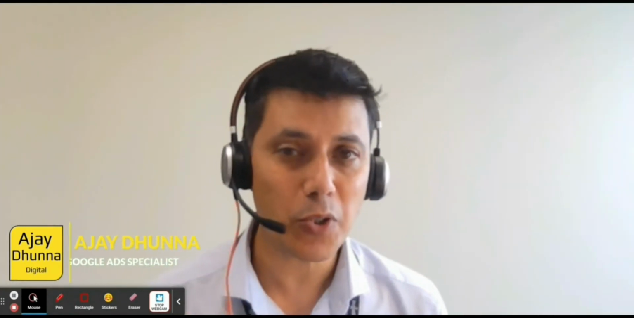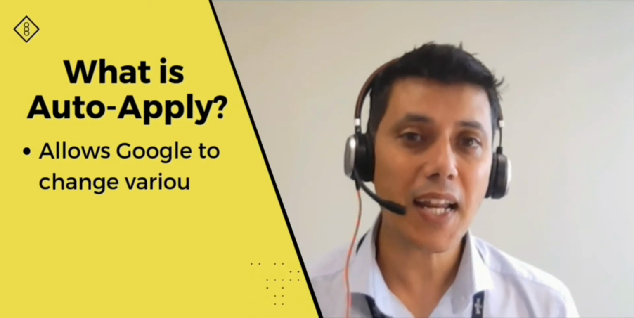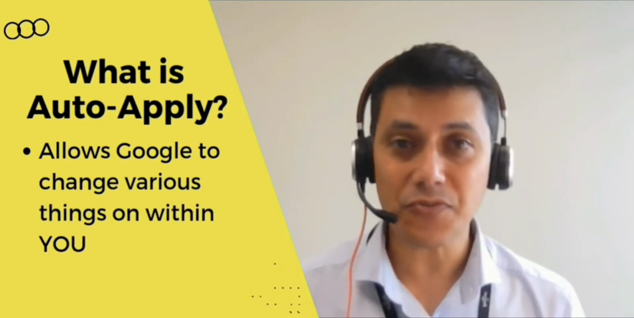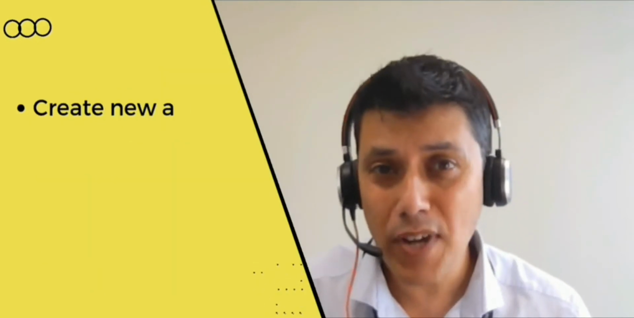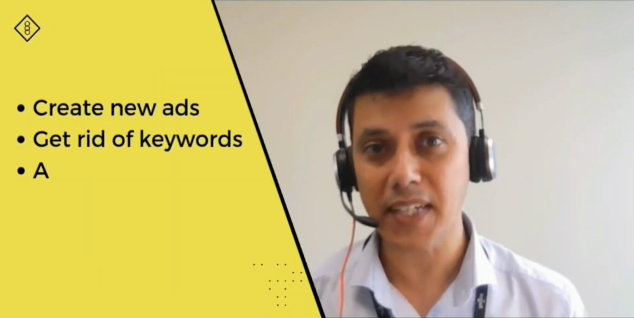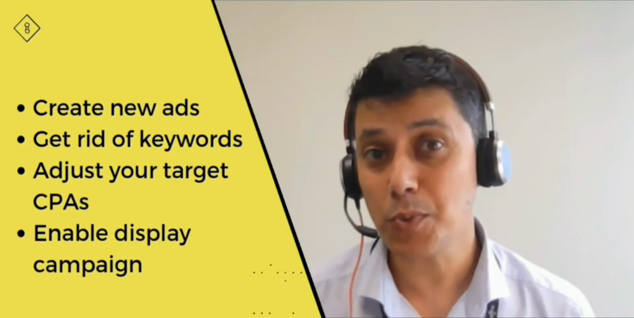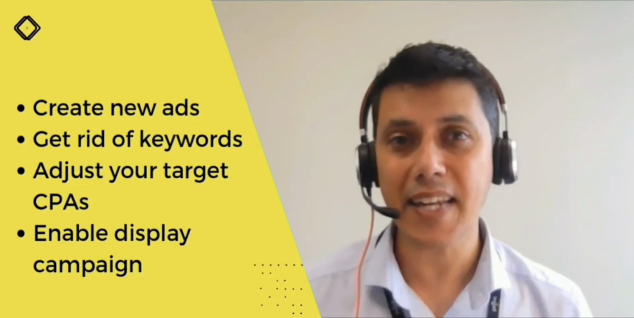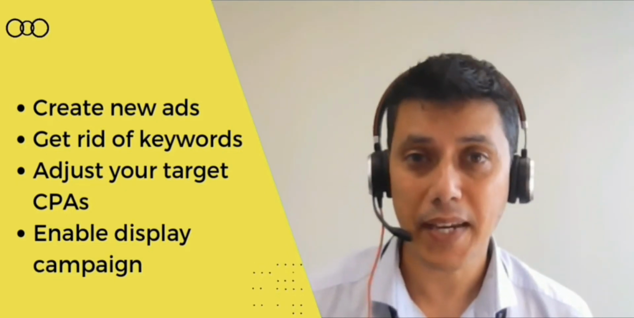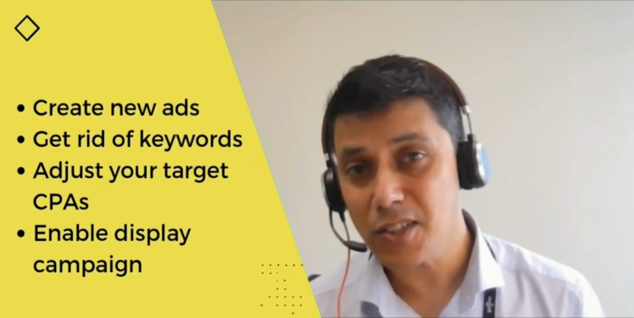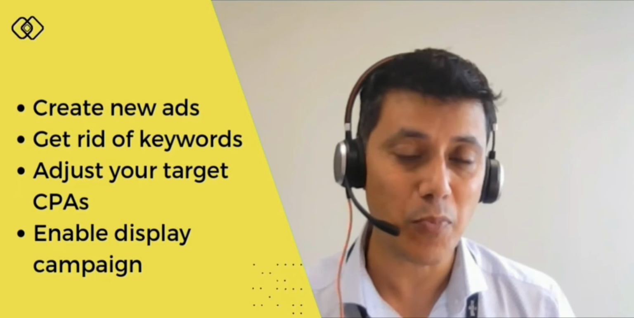So what is Auto Apply? Auto Apply is a feature which Google have developed, which allows Google to change various things within your Google Ads campaigns. For example, it can create new ads, it can get rid of keywords, it can adjust your target CPAs, which would then affect your budgets. It can enable your display campaign. So you might have a search campaign. You might want to put your display campaign in a different campaign, but hey, with auto apply, it just does it for you.